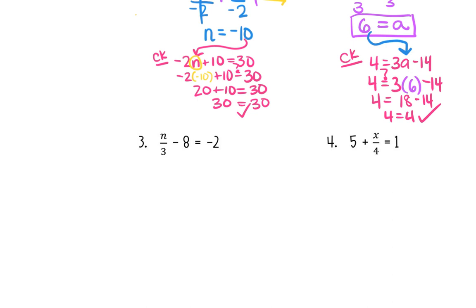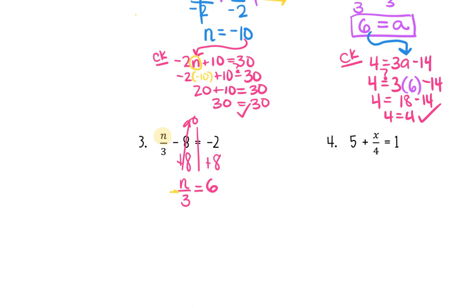Number 3, we have n divided by 3 minus 8 equals -2. And again, we are trying to isolate this variable right here. Order of operations, we need to get rid of the subtraction first. The very first thing that we're going to do is add 8 to both sides so that we can get rid of that right there. On the left, we have n divided by 3 equals 6.